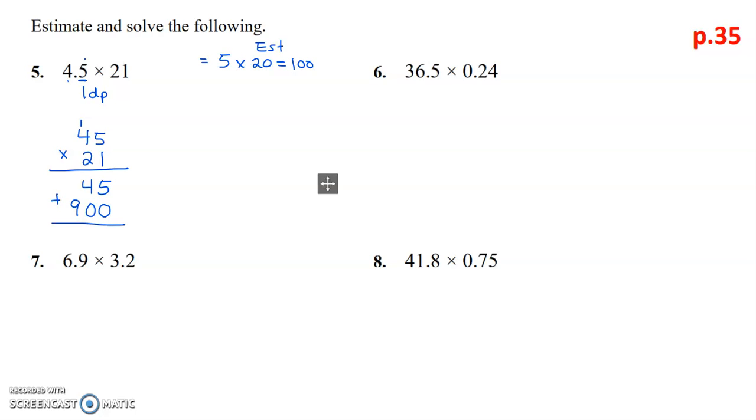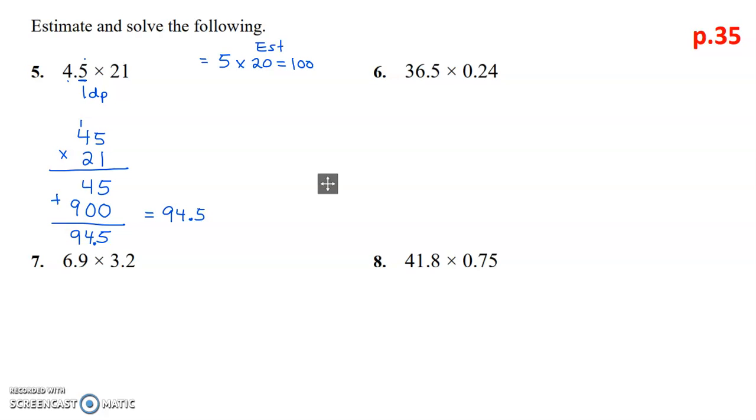I add my rows together, giving me 945. But remember that we determined we have 1 decimal place. So from the back, we're going to move 1 decimal place. So my answer here is going to be 94.5, which is close to my estimate of 100.